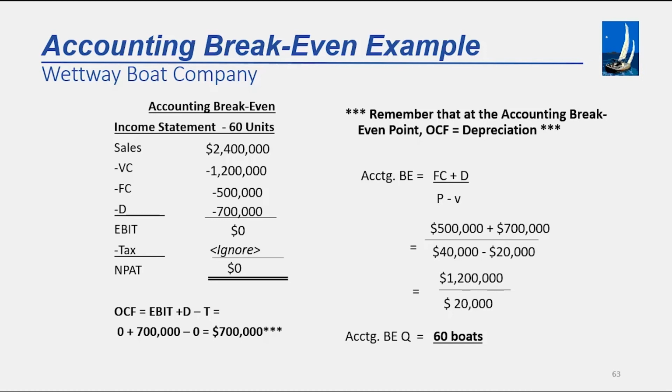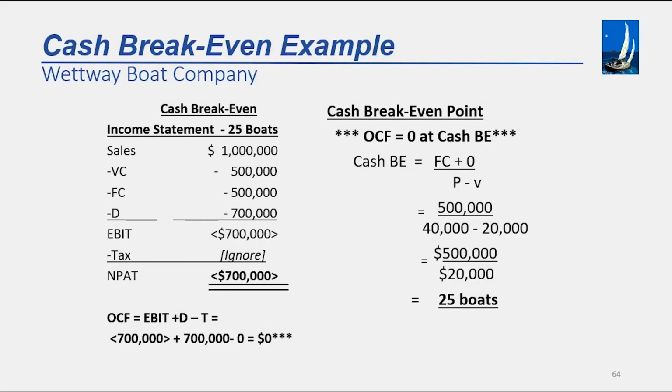And we can prove that. EBIT plus D minus taxes equals 700,000, and that is the amount of depreciation. So there's your accounting break-even quantity example. So what is my cash break-even? This should be a lower number of boats.